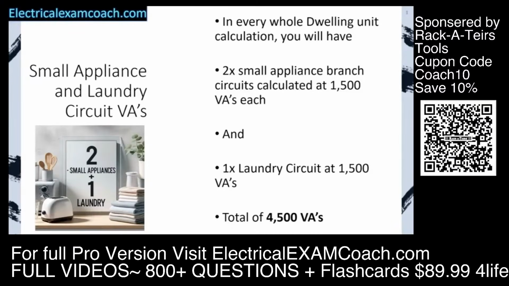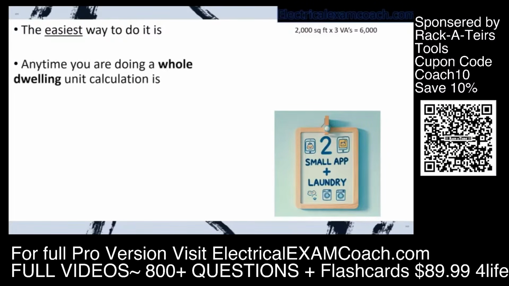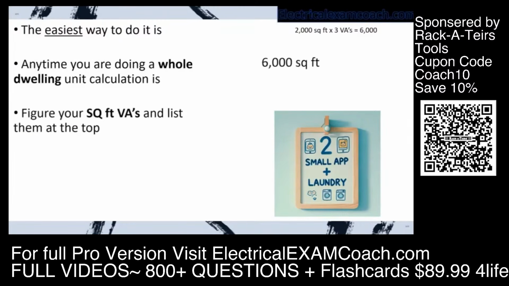Those are calculated individually. This is only when we're doing a whole home load calc. And once we start doing them, I will make sure to reiterate to you so you understand when and how to apply this. The easiest way to do it is anytime you're doing a whole dwelling unit load calculation, you take your square footage and multiply it by 3 VAs per square foot. Let's imagine we had this 2,000 square foot house multiplied by 3 VAs equals 6,000 VA.